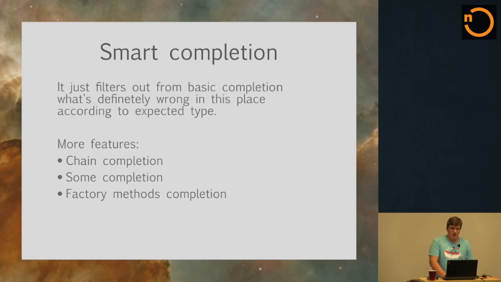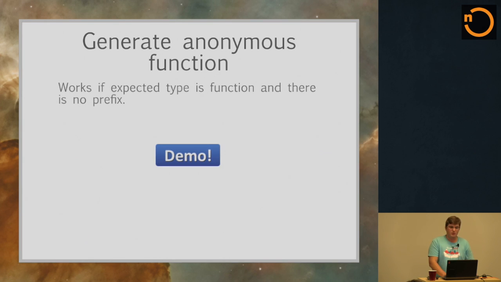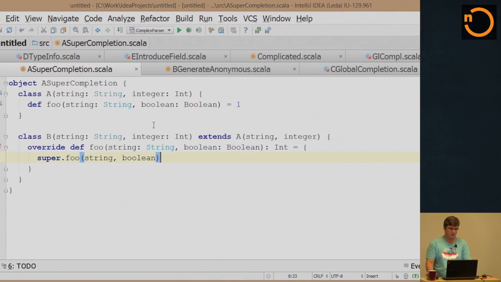And there is also a very useful feature: generate anonymous function. When the expected type is a function and there is no prefix for completion, I mean some identifier or something like this, you can just invoke smart completion and generate boilerplate which the IDE can infer from context, and then just type the body of this function. I can show you a short demo.